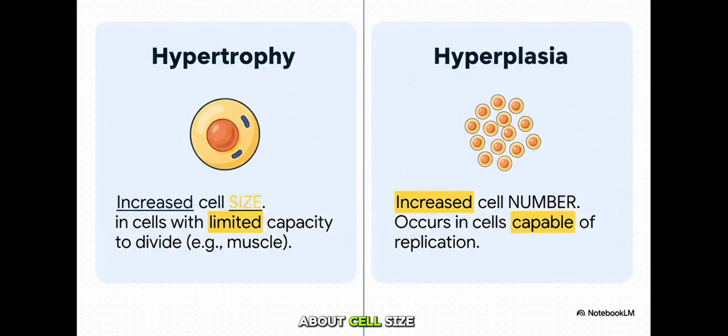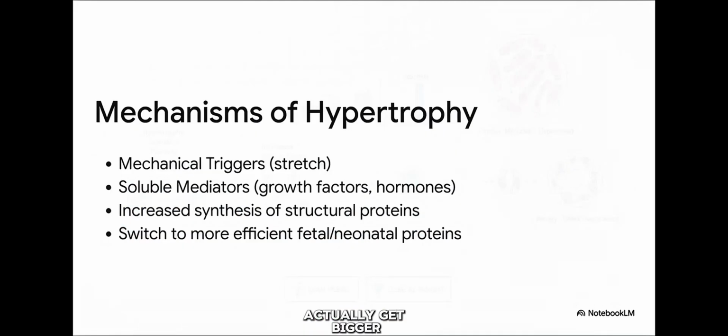Hypertrophy is all about cell size, and it happens in tissues where cells can't really divide, like your heart muscle and skeletal muscle. Hyperplasia, on the other hand, is about increasing the cell number, and that can only happen in tissues where cells are capable of replicating. Size versus number. Got it? That's the whole game.